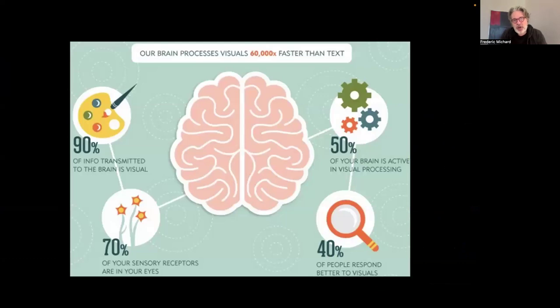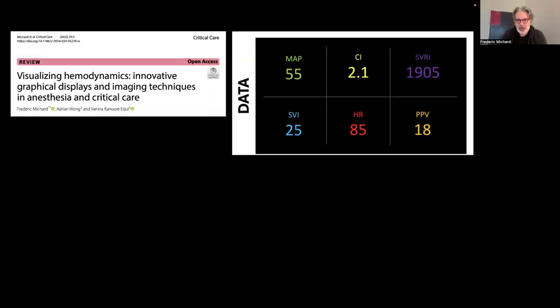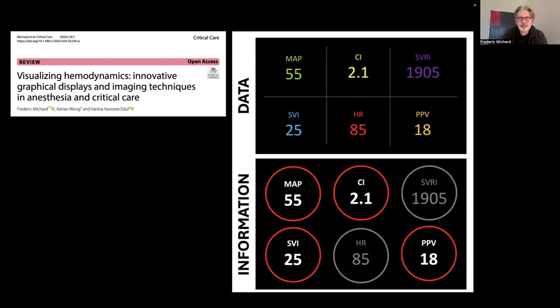The good news is that our brain processes visuals much faster than text. And so with very simple visual tools or tricks, we can turn data into information. Let me share with you an example. Here is a typical hemodynamic monitoring screen with 6 major hemodynamic variables displayed in different colors.